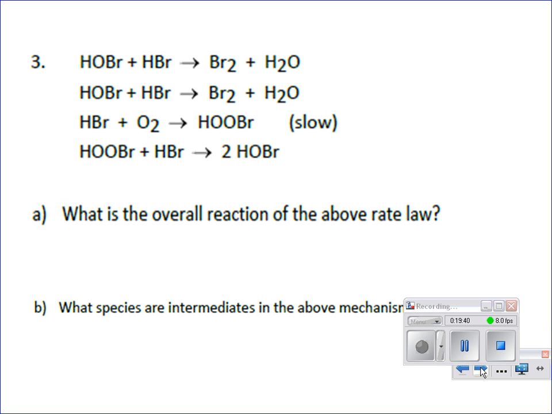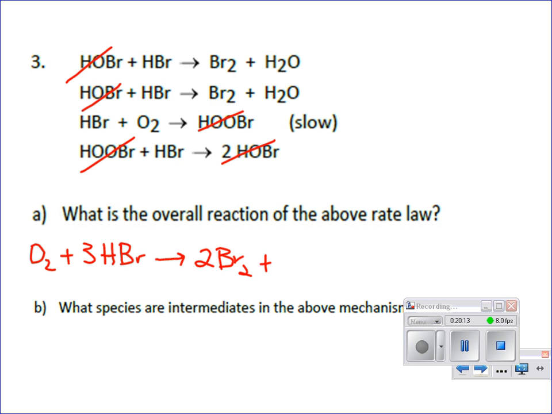This is just the same thing we're practicing. What is the overall reaction? What cancels? I see 2 of those. I see 2 of those. Whoops, not that. I see 2 on this side as well. Does anything else cancel? No. So I have O2 plus 3 HBRs giving me 2 BR2s plus 2 waters.